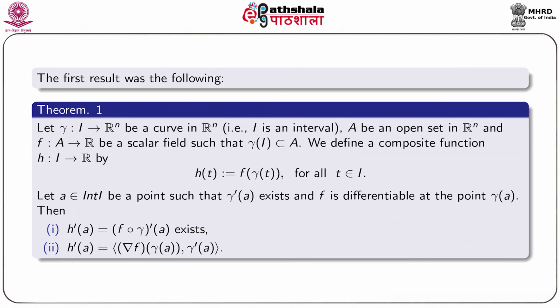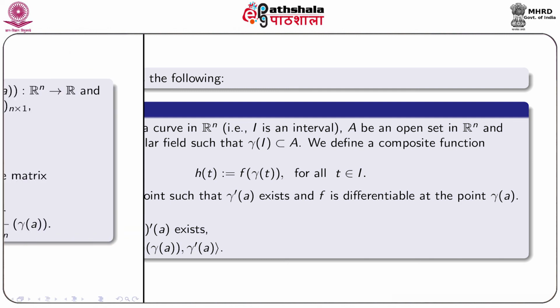First of all, we recall the first result. Here gamma was a curve in Rn and f was a scalar field defined on a subset of Rn such that the trace of gamma was contained in the domain of f. We found here that if H equals f composed with gamma, then H'(a) equals the inner product of grad f(gamma(a)) and gamma'(a).